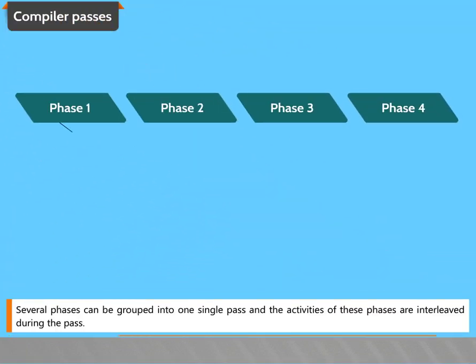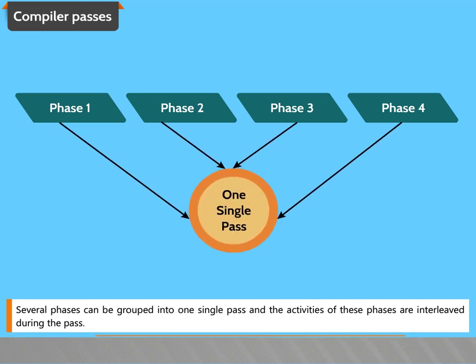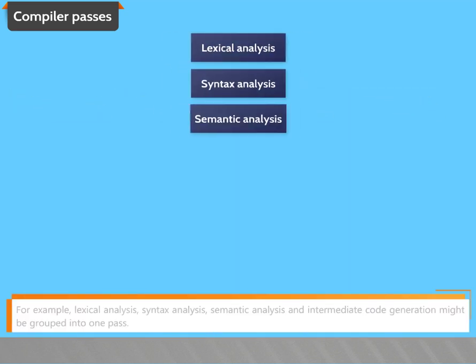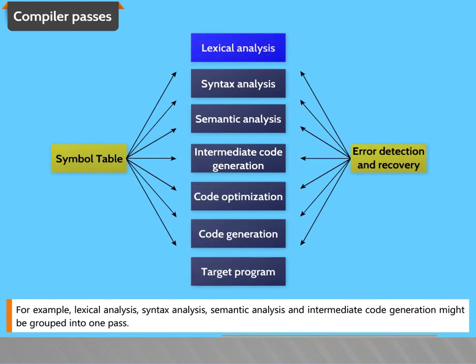Several phases can be grouped into one single pass, and the activities of these phases are interleaved during the pass. For example, lexical analysis, syntax analysis, semantic analysis, and intermediate code generation might be grouped into one pass.